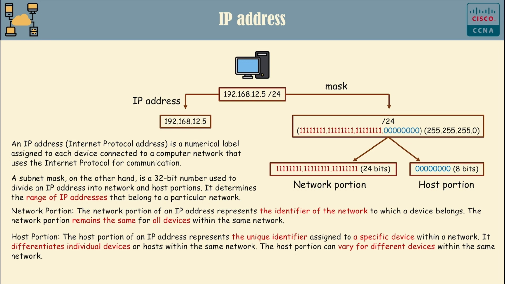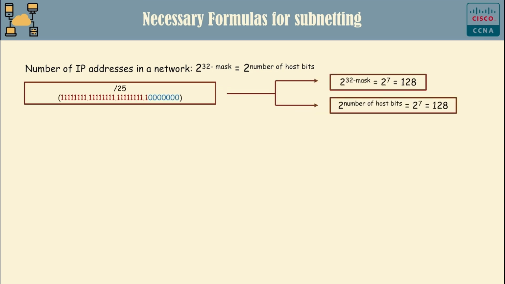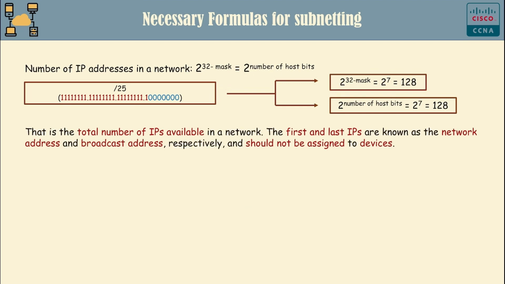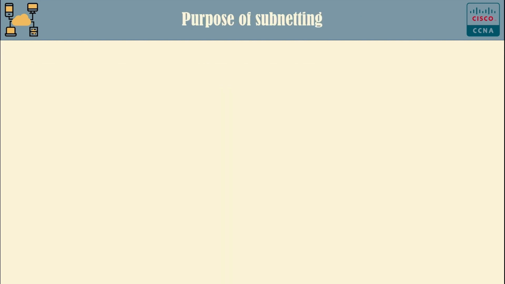Necessary formulas for subnetting. The calculation of the number of IPs in a network depends on the subnet mask, or prefix: 2 raised to the power of (32 minus mask) equals 2 raised to the power of the number of host bits. For example, I have mask /25, so I have 128 IP addresses when applying the formula. That is the total number of IPs available in a network. The first and last IPs are known as the network address and broadcast address, respectively, and should not be assigned to devices. Therefore, the number of IPs that can be assigned to devices is 2 raised to the power of (32 minus mask), minus 2, which is equal to 2 raised to the power of the number of host bits, minus 2.